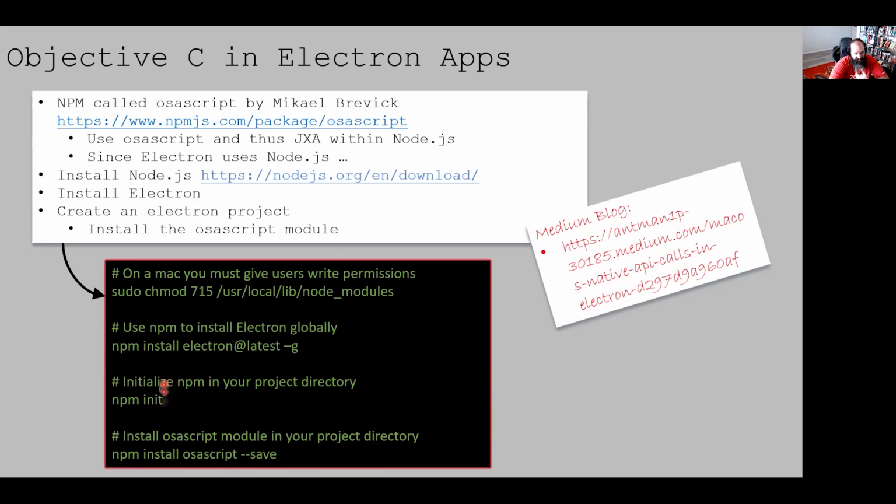And then you're going to have to initialize the Electron project using npm init. And finally here, this is where you're going to install the osascript module into your project directory, using npm install osascript --save. Again, I don't want to go through all these details, but I do have detailed step-by-step instructions and a tutorial on how to do everything I'm talking about in this talk, with some support files as well, on my Medium blog, which you can find here. And I'll have the links for a lot of things at the end of this presentation and share them as well.